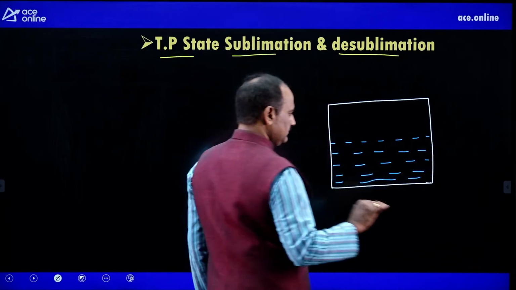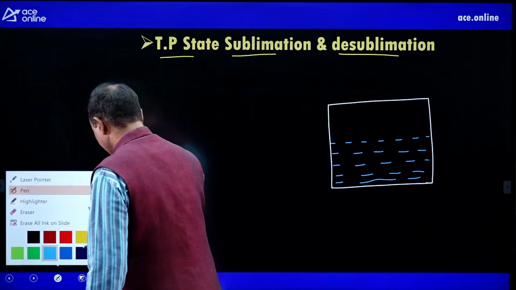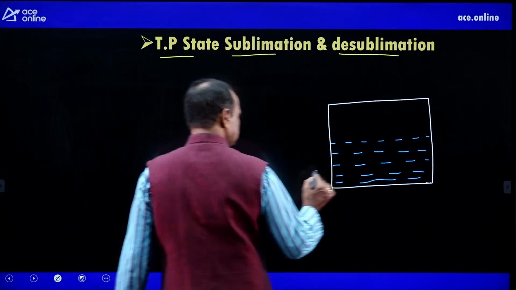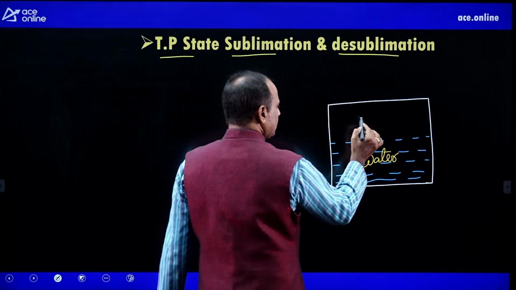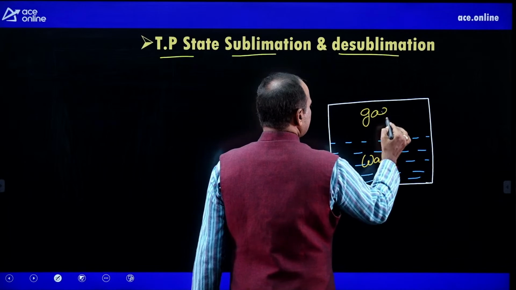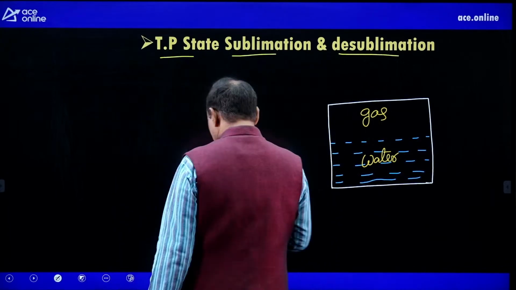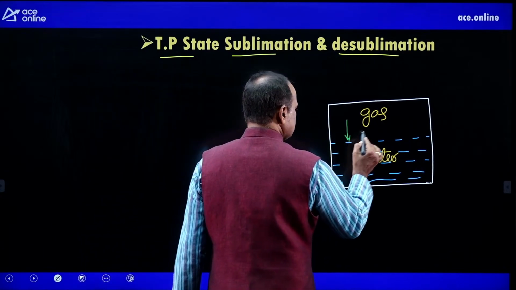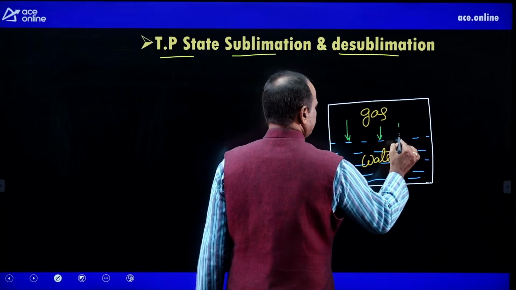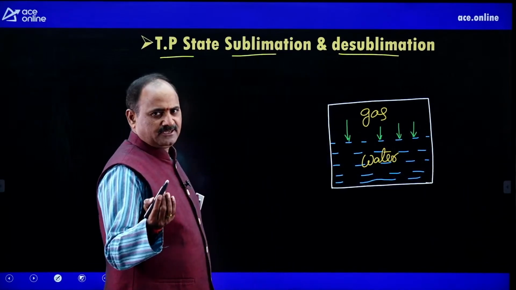Water in a container. This is the water. Above the water surface, assume atmospheric gas is there. Okay? That atmospheric gas pressure is acting on the surface of the water like this. That may be 1 atmospheric pressure.